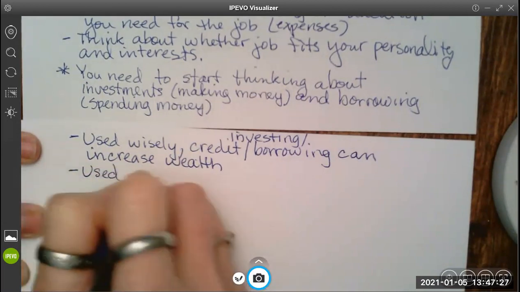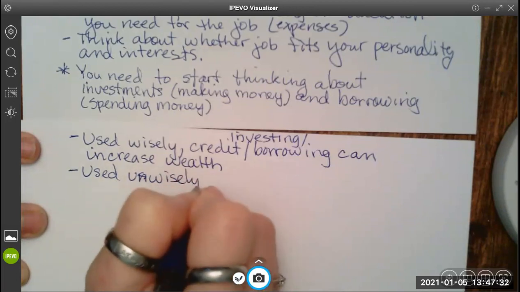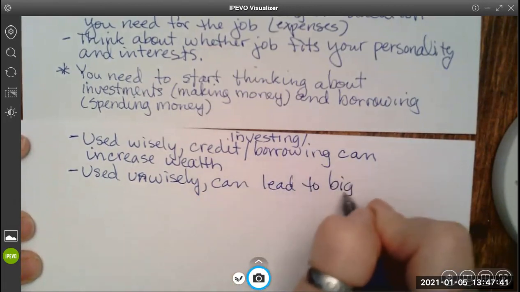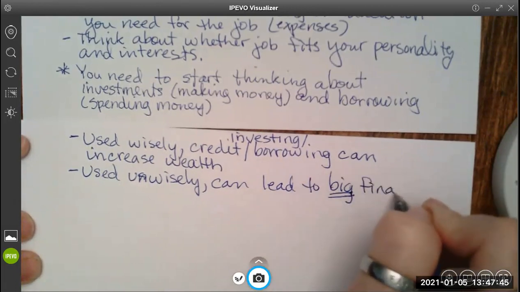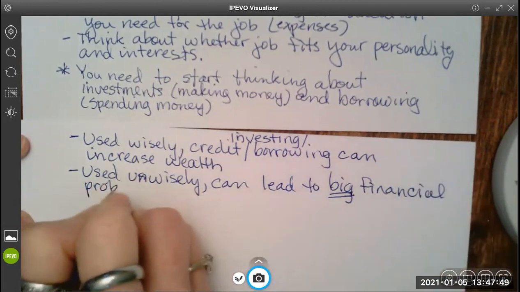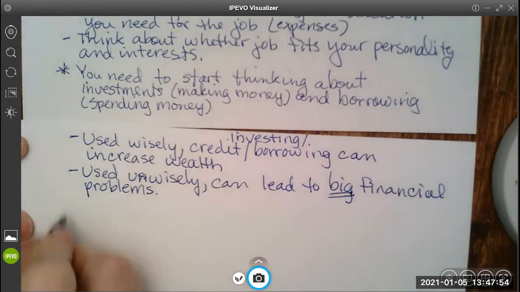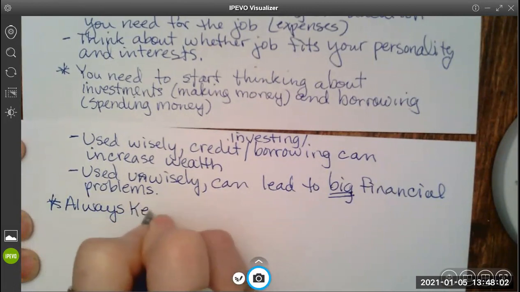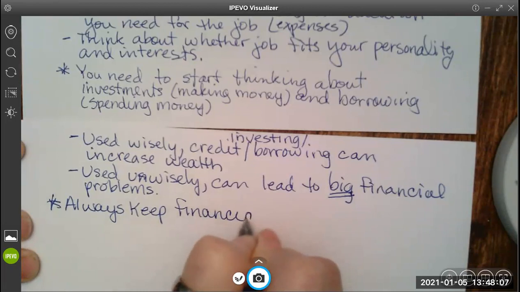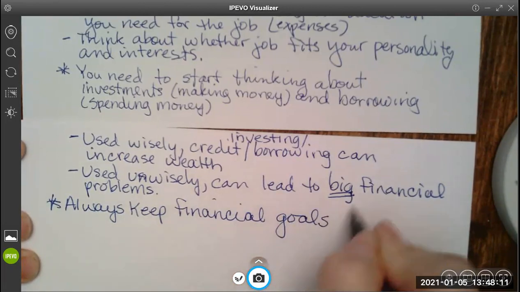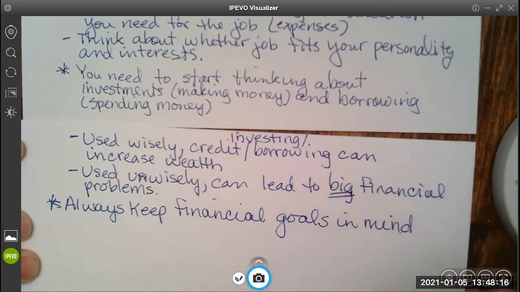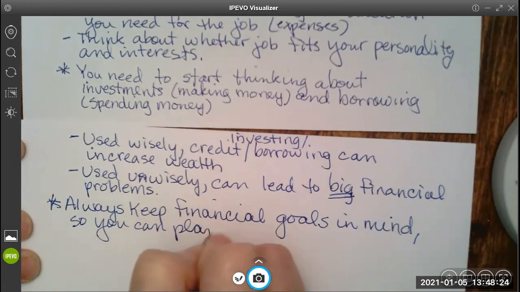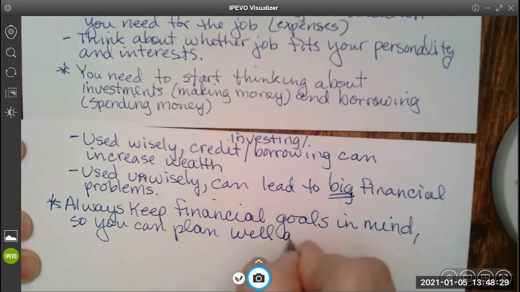However, used unwisely can lead to big financial problems. Okay. You need to always keep financial goals in mind so you can plan well and reach them.